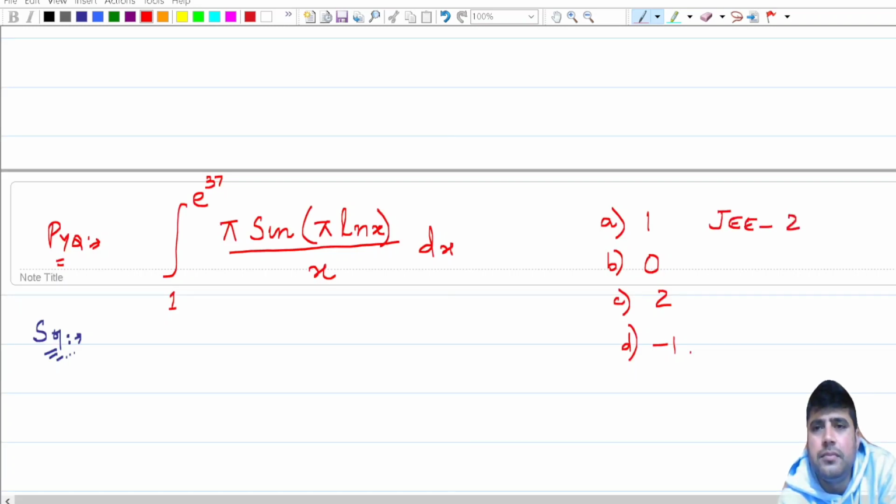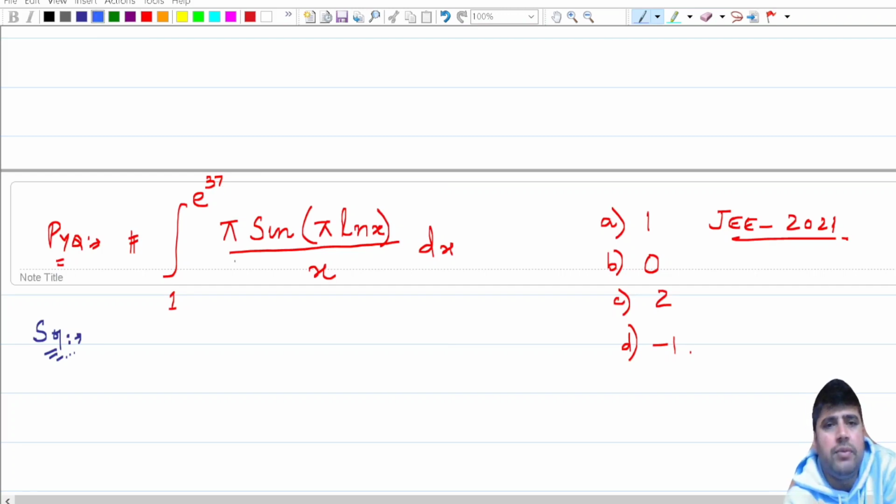Okay, moving further, we have one more PYQ, that's from JEE 2021. Okay, a simpler question but a tricky one. What we have to do, we have to find out the integration. It's from the definite limits. What we have to do, integrate from 1 to e raised to power 37 pi, sine of pi ln of x divided by x dx. These are the options.